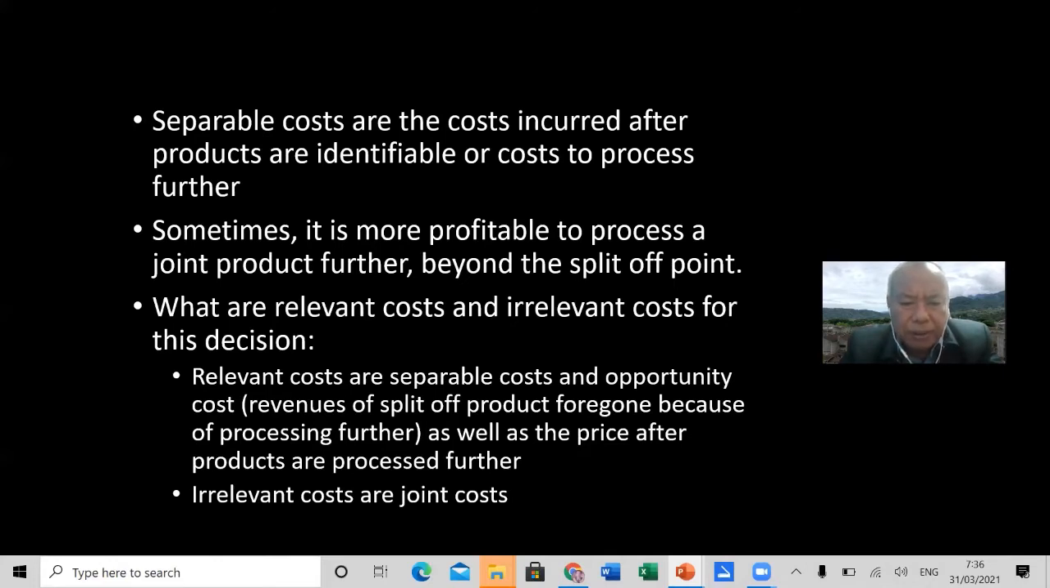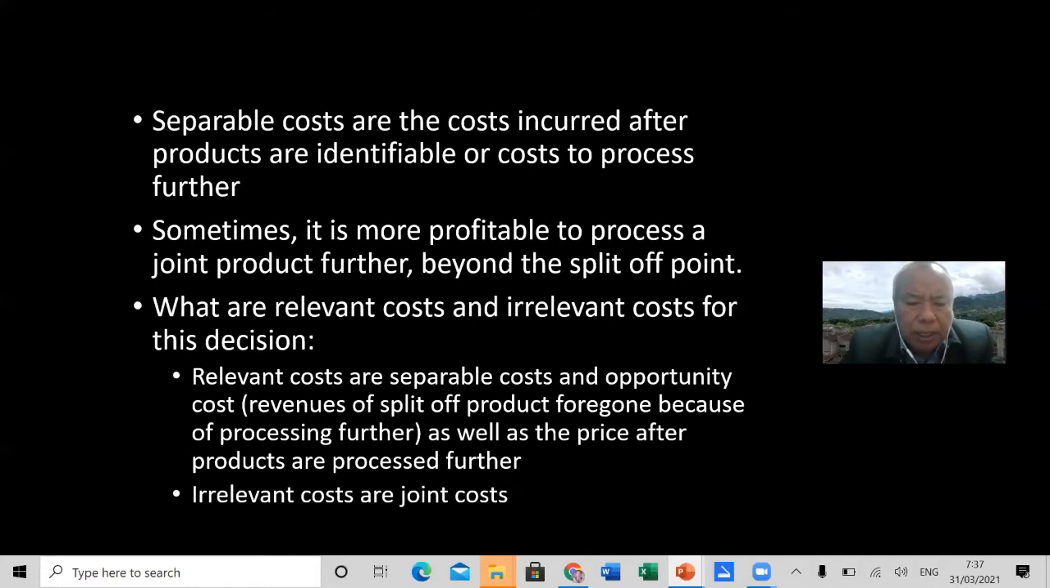For example, if we sell crude palm oil, there is revenue from it. And then if we process further into fried oil, we sacrifice the revenue of crude palm oil because we process further into fried oil. As well as the price after the products are processed further.